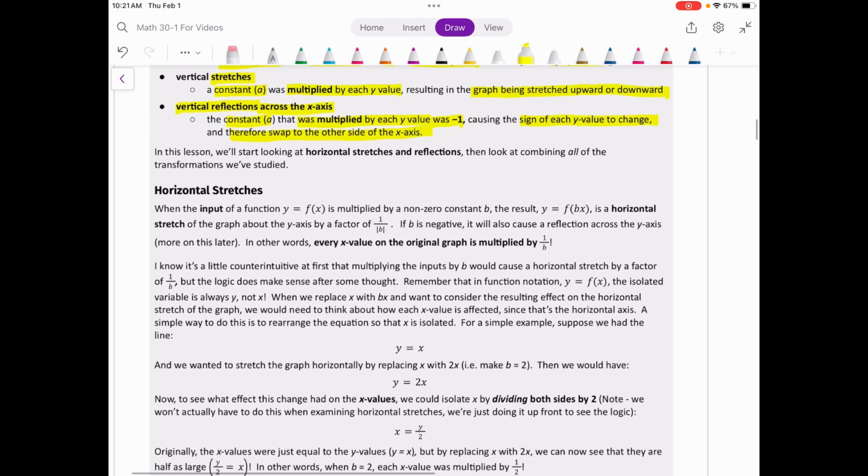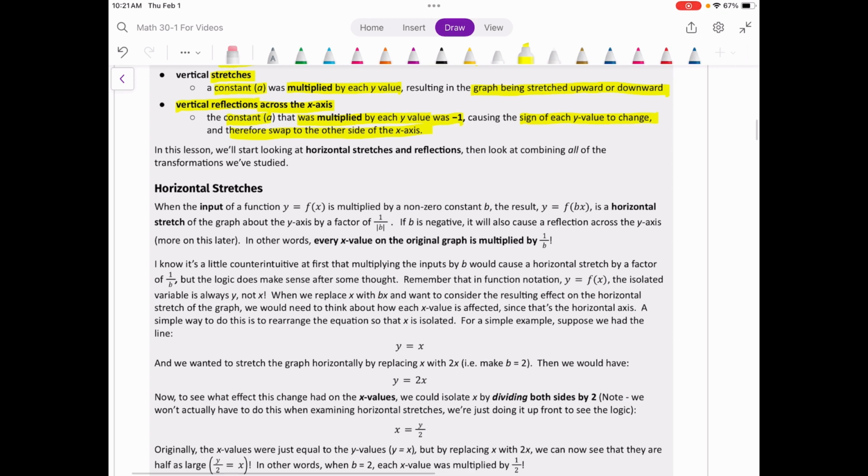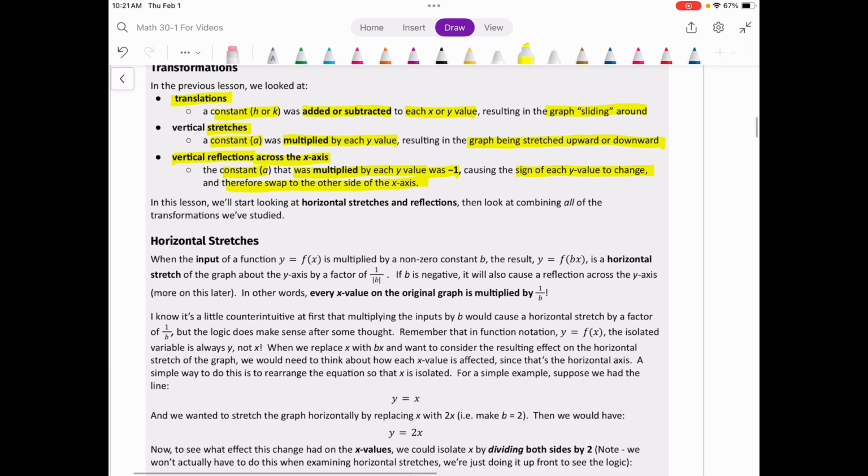So in this lesson, we're going to now just take that one step further. You can probably tell the pattern here. We did vertical and horizontal translations, and then we only did vertical stretches and vertical reflections. Well, today, let's add in horizontal stretches and horizontal reflections, because we can also do that. We could stretch the graph sideways, okay?